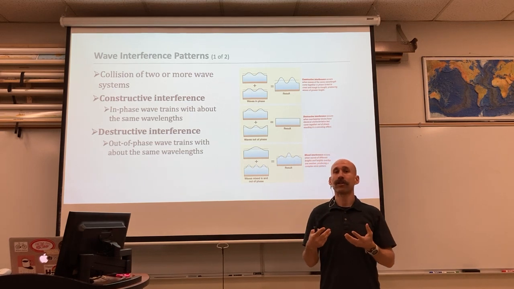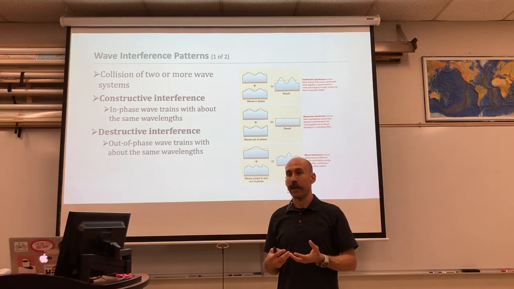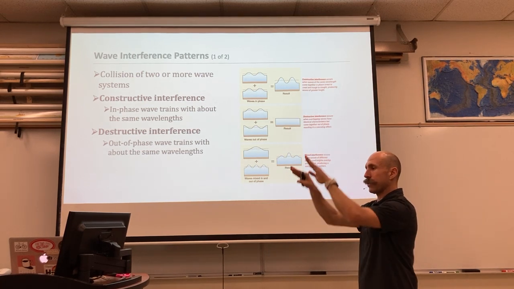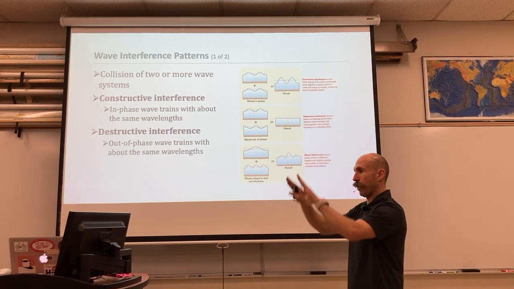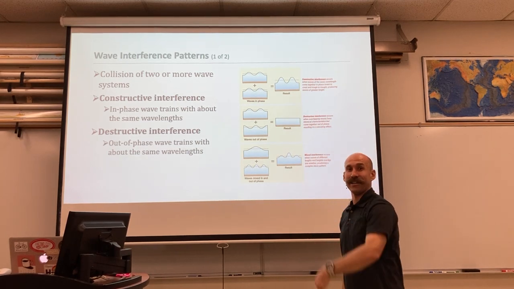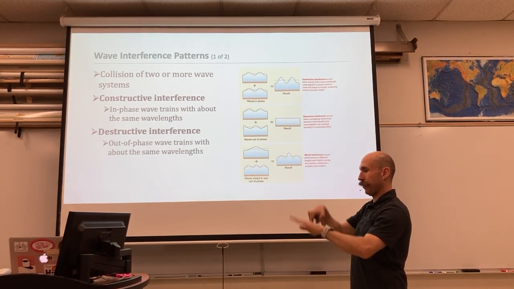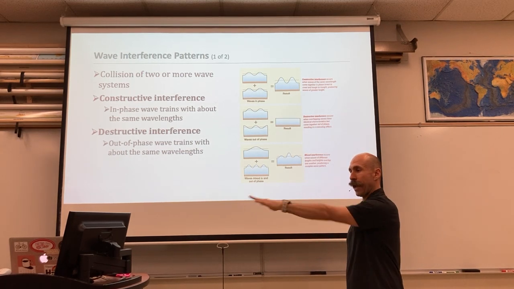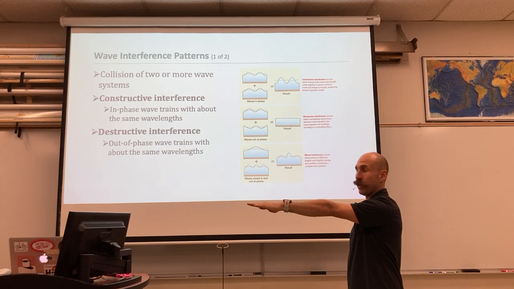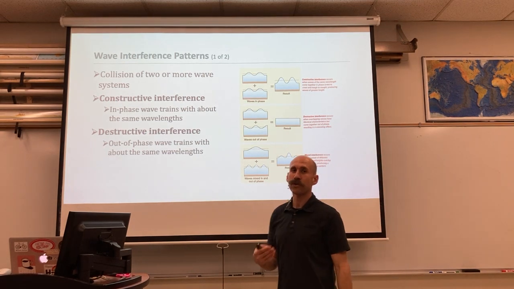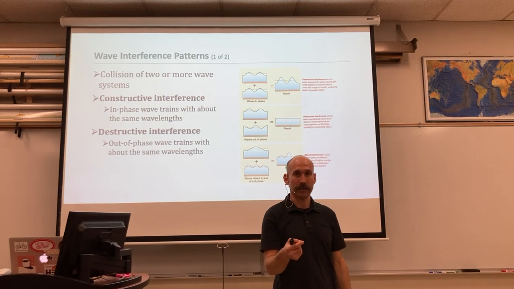Now, waves interfere with each other. When you have two waves in phase at the same time, what you get is a really big wave. They add. When you have two waves out of phase, they cancel each other, and you get no waves. So this is called constructive and destructive interference.